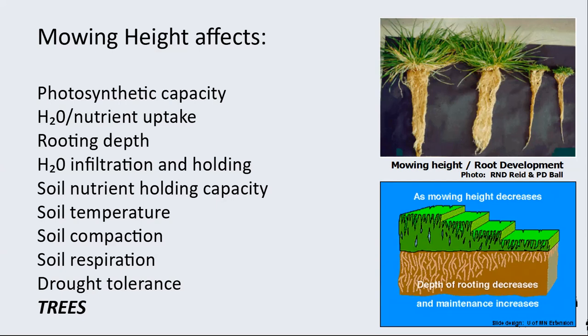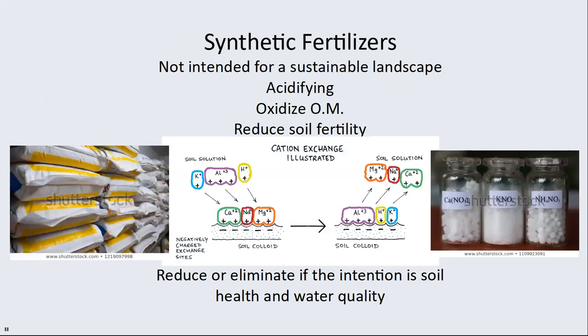Soil temperature, obviously. Soil compaction goes up as a result of having your grass too short. Soil respiration, that's just biological activity. And of course, drought tolerance by having overheated soils. And of course, your trees. Your trees are in there.